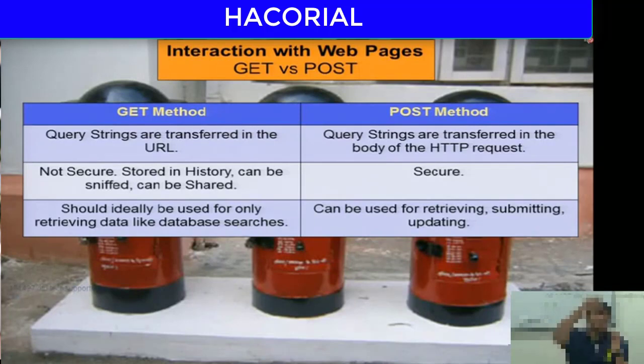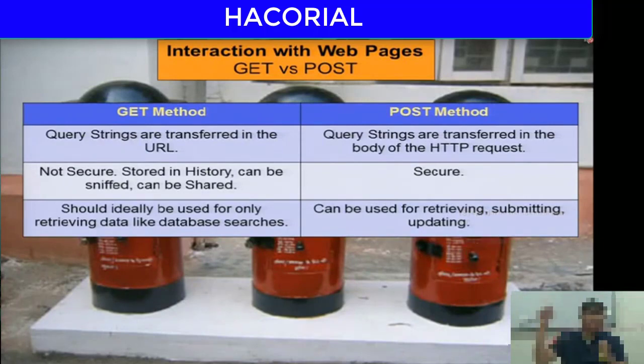Obviously, in the get method, since the query string data is in the URL itself, it is not very secure because anybody can see it. Plus it gets stored in the history. Plus if a criminal is running a data sniffer, they can record the get method query strings. But any data that is transmitted using the post method is very secure because it does not appear in the URL. So data sniffers will not generally work. And it's never stored in the history.